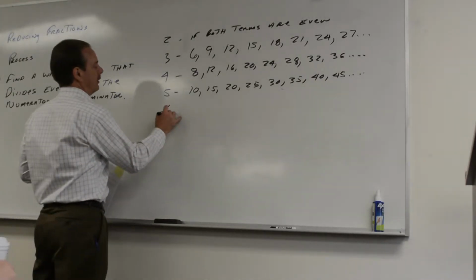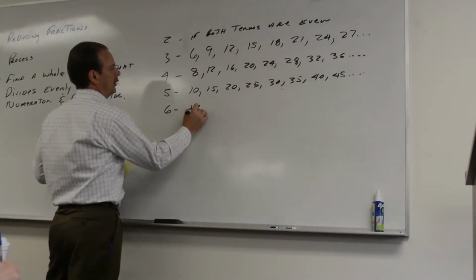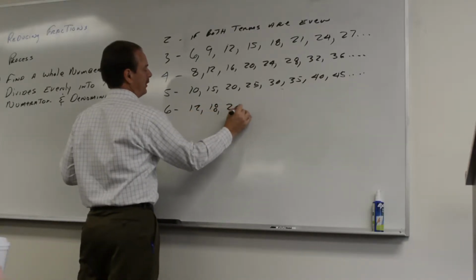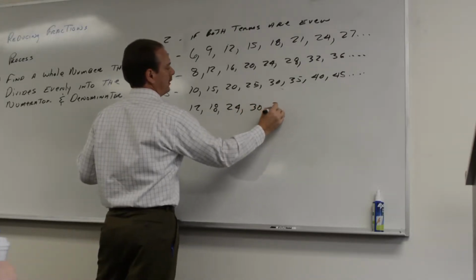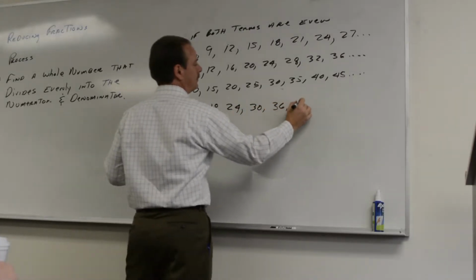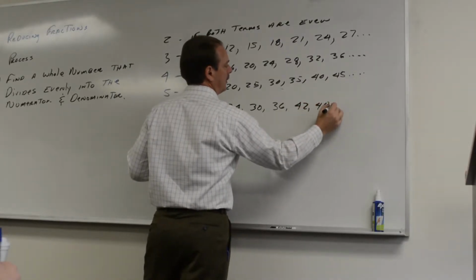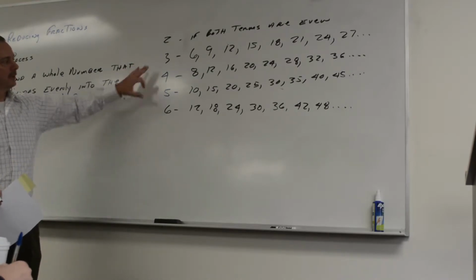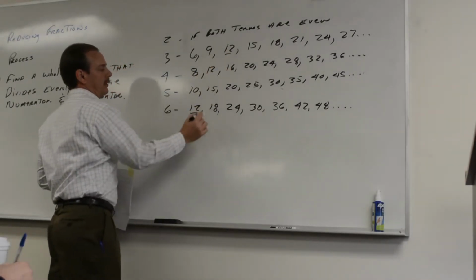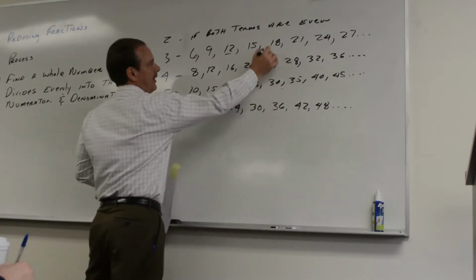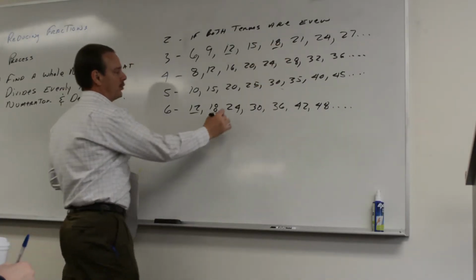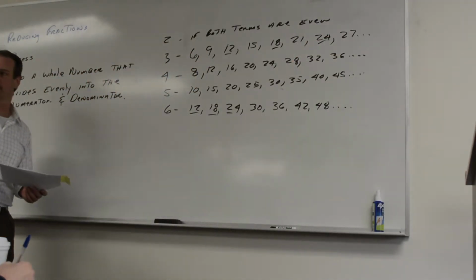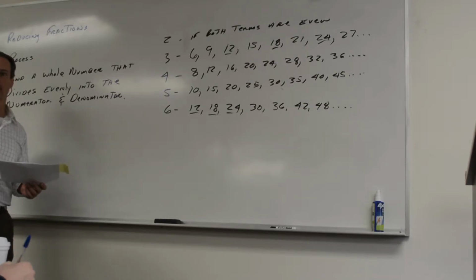How about 6? 12, 18, 24, 30. All right, I want to look at something here. Let's look at 3 and 6. They both have 12. What else? 24. Both have 18. They both have 24. So what could you conclude from that? You divide it by 3 or 6.